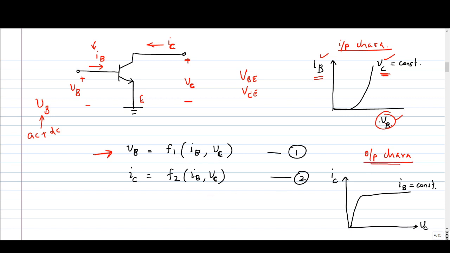Similarly, if you draw the output characteristics of the transistor, it is a curve between IC and VC for constant IB. So I can write IC as a function of the other two, IB and VC. So it is written here, IC is another function, f2, of IB and VC. So this is equation 1 and this is equation 2.